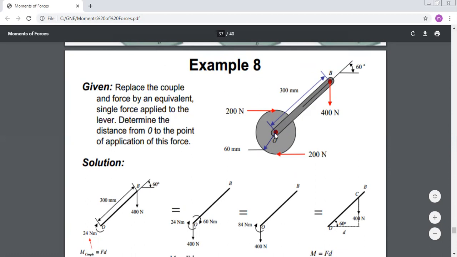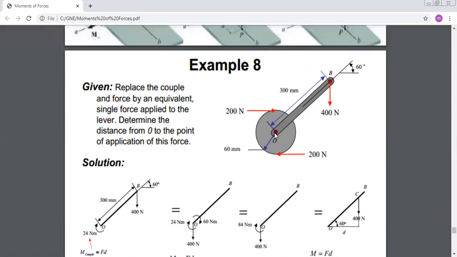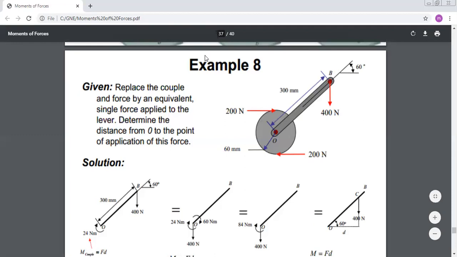In a first step, I reduce my system to one force and one couple applied at point O. So here, if we look at our figure, you have the couple of 200 Newton. This couple is creating a moment in which direction?